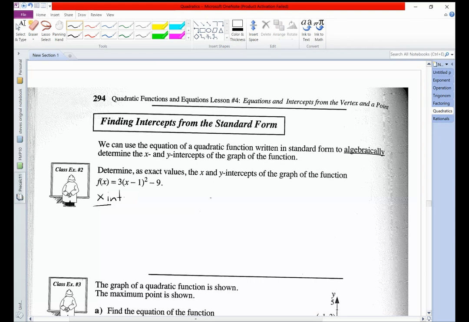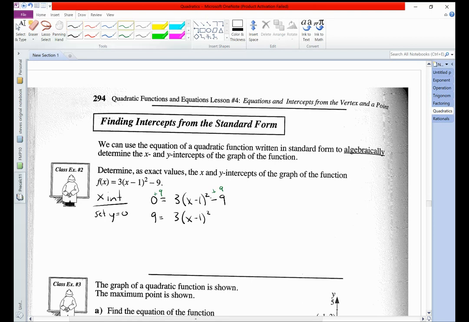When we're solving for the x-intercept, we set y equal to 0, and we solve for x. So if we do that with our equation, we'll have 0 equal to 3(x minus 1) squared minus 9. And now we're going to do some algebra to solve for x. I'm going to add 9 to both sides, and we get 9 equal to 3(x minus 1) squared.